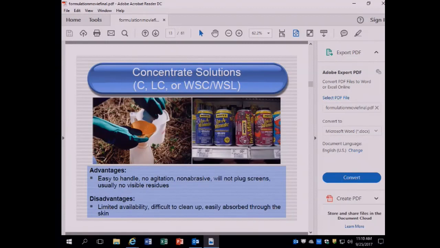The concentrate solutions are easy to handle, no agitation, non-abrasive. It says it will not plug screens or parts of your nozzle. And they generally don't leave any residue either. Some of the disadvantages are limited availability. They are really tough to clean up and can be easily absorbed through the skin. And when they're talking about easily absorbed through the skin, that's primarily danger to the handler, the person that's mixing and handling your materials.